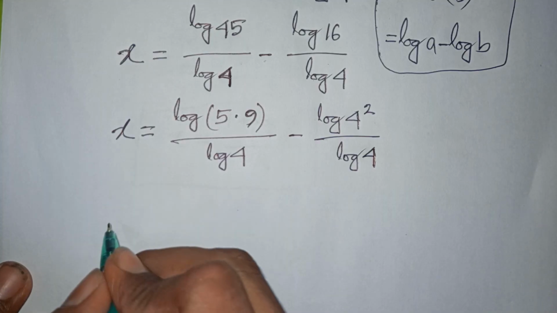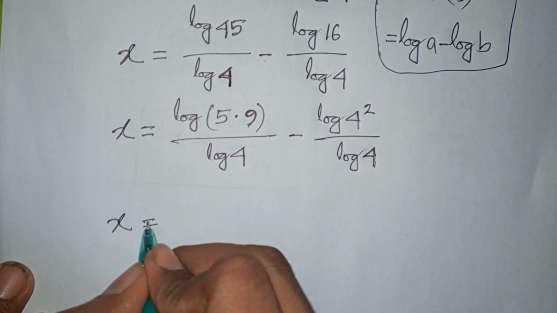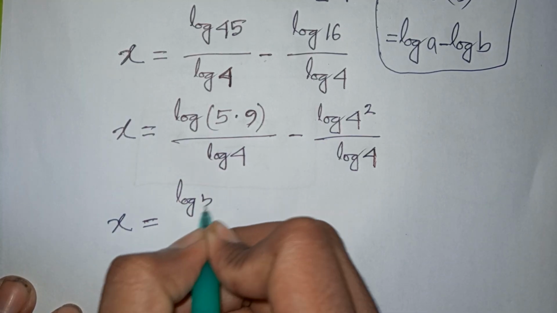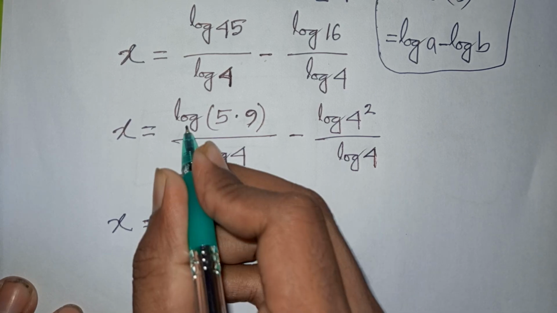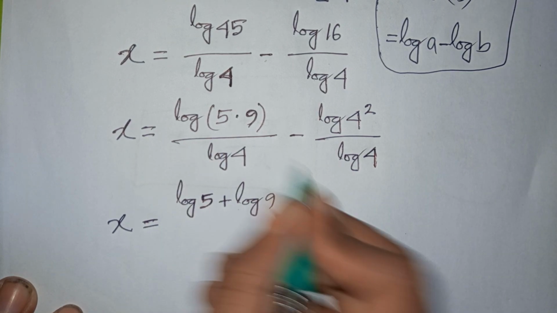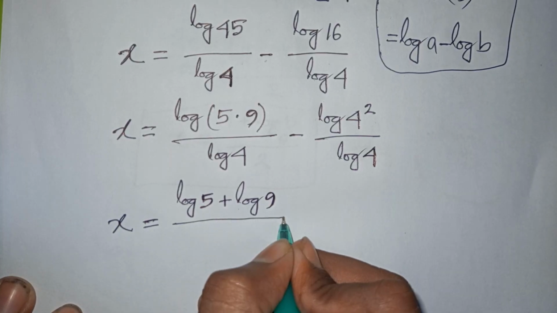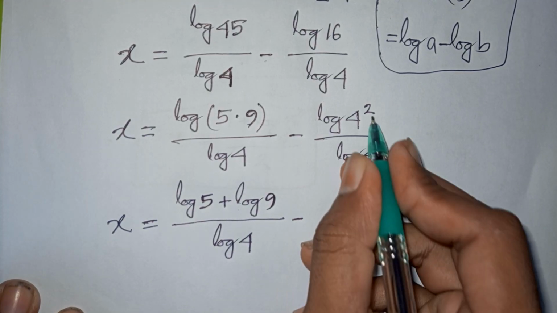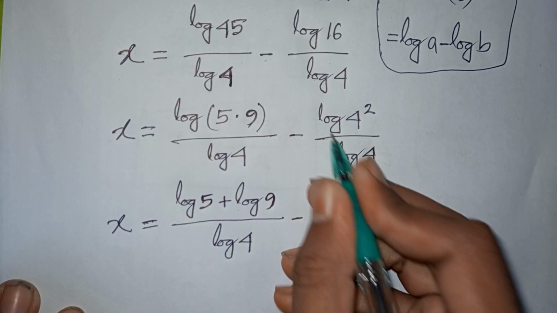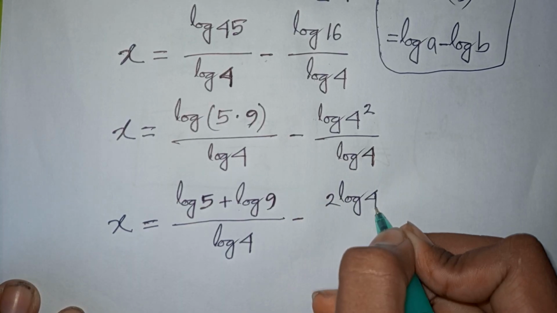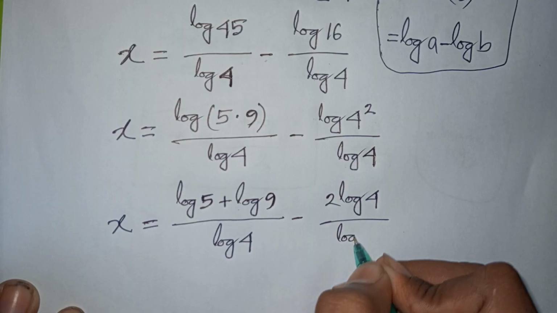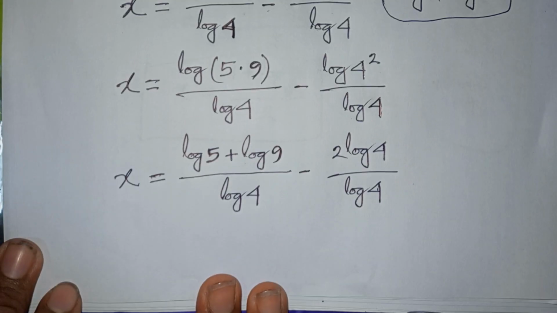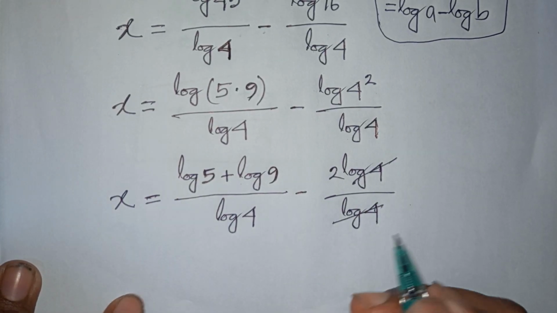In the next step, x is equal to log of 5 times 9, which is the same as log 5 plus log 9, over log 4, minus, this power 2 will move to the front, it will be 2 log 4 over log 4. Now this log 4 will be cancelled.